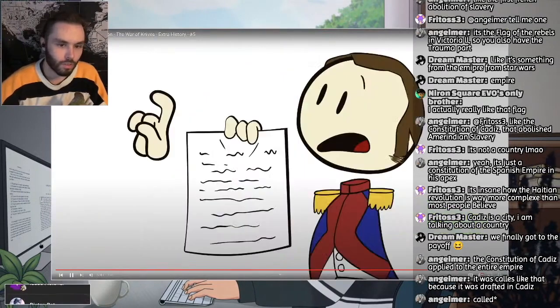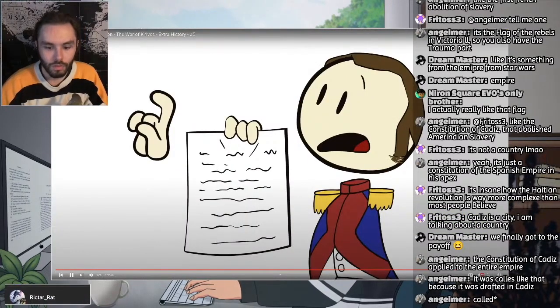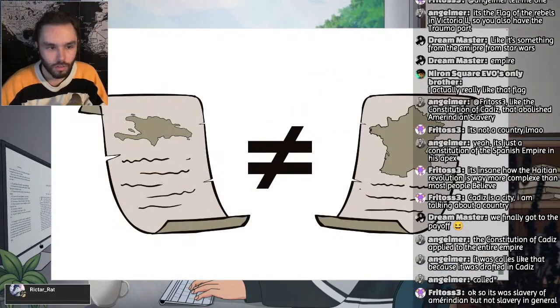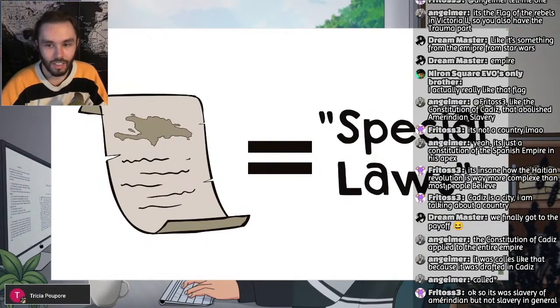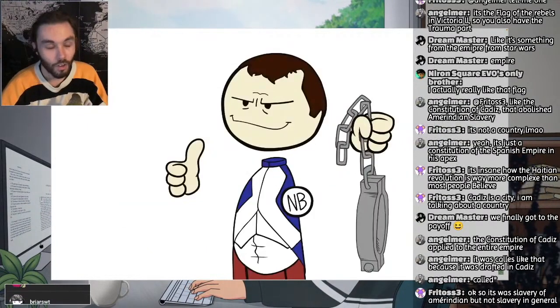Because Napoleon's representatives also brought word of a new constitution, one that rescinded the idea that colonies should have the same laws as France. Instead, they would have special laws, tailored to their unique conditions. In other words, Napoleon planned to bring back slavery.